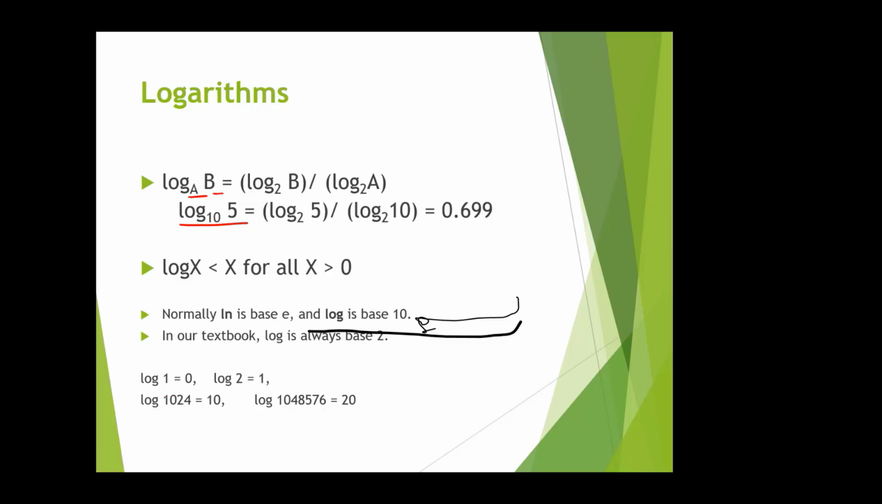Then here, when there is no base given, for all of this, the base is 2. So log of 1024 is 10, because this is nothing but 2 raised to 10. So we know that 2 raised to 10 is 1024. And also 2 raised to 20 is this value. So when we simplify, here also it is log base 2, here also it is log base 2. So here the note, in our textbook log is always base 2.